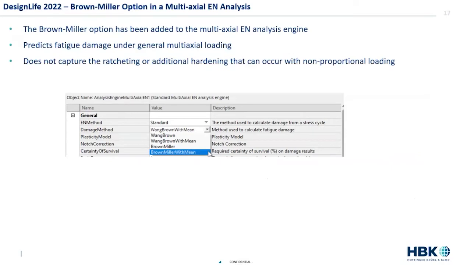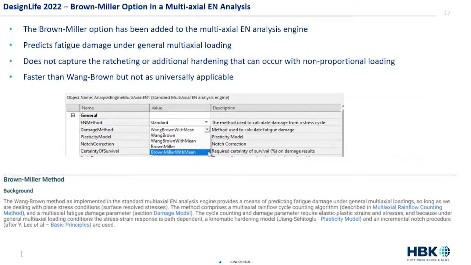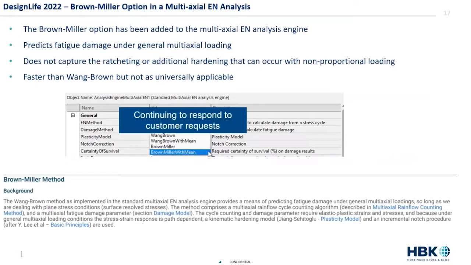So it's not as accurate and not as applicable to all stress states as Wang-Brown is, but it's significantly quicker. Wang-Brown's doing a lot more complicated calculation, so it is quicker. And if you've got proportional loading, will give you a good result. There's also extra theory in the documentation to show you exactly what that's doing. So this was a customer request from a couple of different customers. So it's a continued help to the customers to respond to their needs by adding extra options.